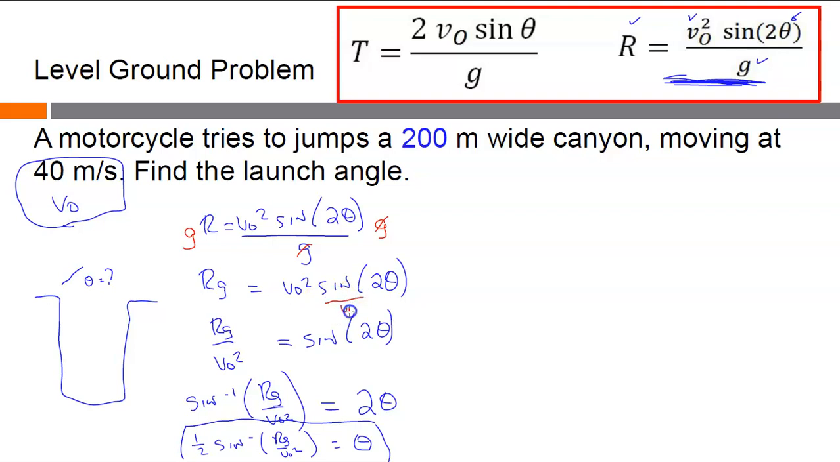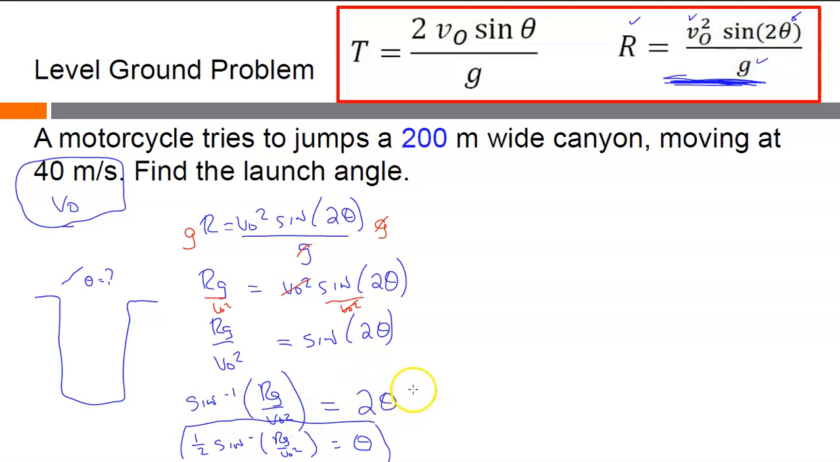So if I divide by V0 squared on the right, and I do it on the left, then it turns into that. I want to get rid of the sine. This is where we bring it over to the other side. You can call it inverse sine if you like. I don't like that, but we didn't invert anything. But we've got the arc sine of all of that stuff that was on the left. That's equal to 2 theta.